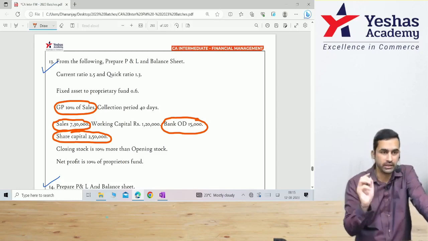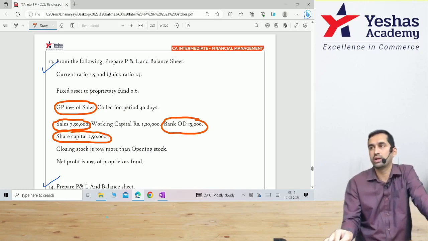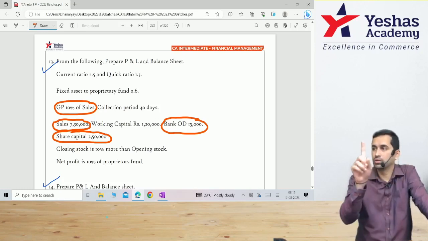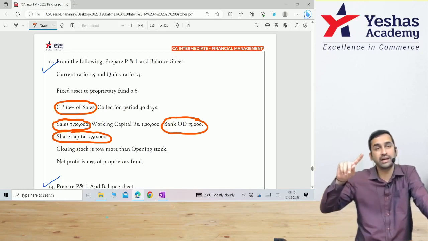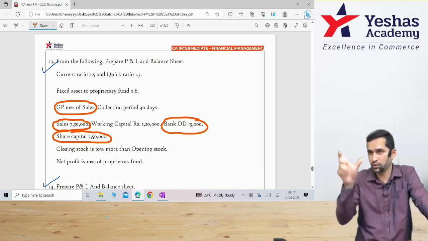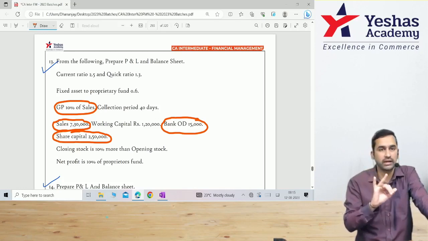Now start from the beginning. First information was current ratio 2.5. Tell me how can I use current ratio here? I know working capital is 1,20,000. Working capital is equal to current asset minus current liability. Ratio is 2.5. So let the current liability be X. Then current asset will be 2.5x. Using this, I can find out total current asset, total current liability.